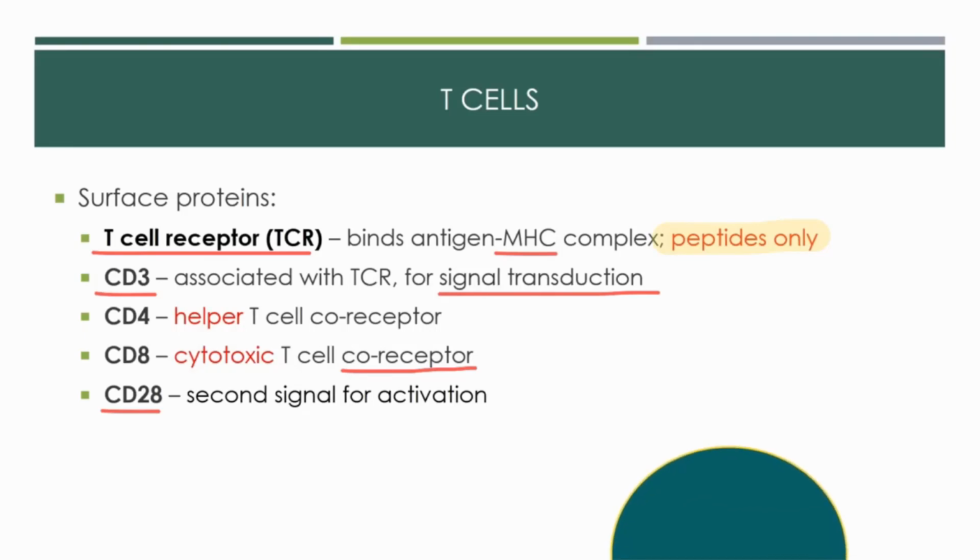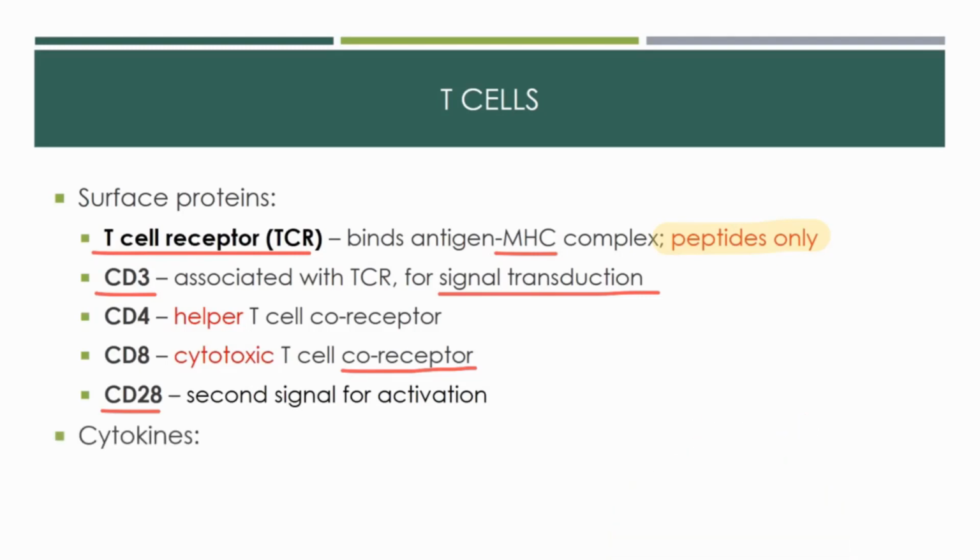So let's say this is a T cell. The T cell receptor has two chains and a binding region for its cognate antigen. Next to it is CD3, which helps transduce the signal to the nucleus. There will also be a co-receptor, either CD4 or 8, which helps the T cell receptor attach to MHC.